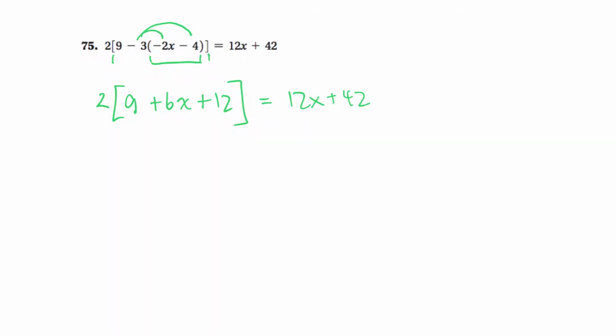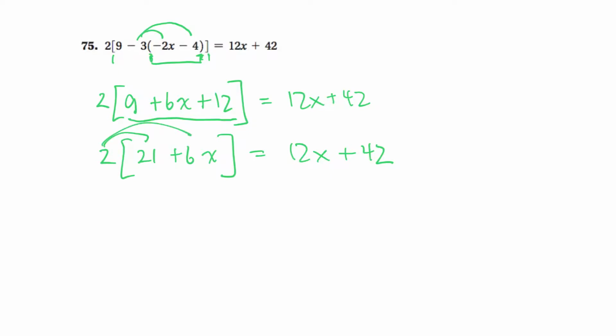Notice when I multiply that the bracket goes away. So these curly brackets are gone. Now within here, I can combine the 9 and the 12. So 9 plus 12 is 21, plus 6x is equal to 12x plus 42. And then I'll take the 2 and multiply it inside. Because it's outside, I can use that distributive law. So it'll be 42 plus 6x is equal to 12.